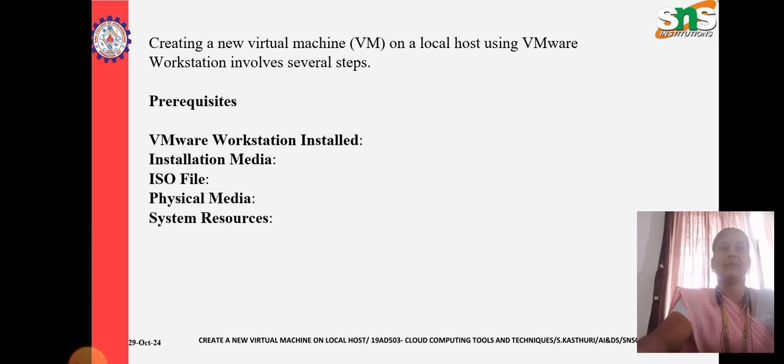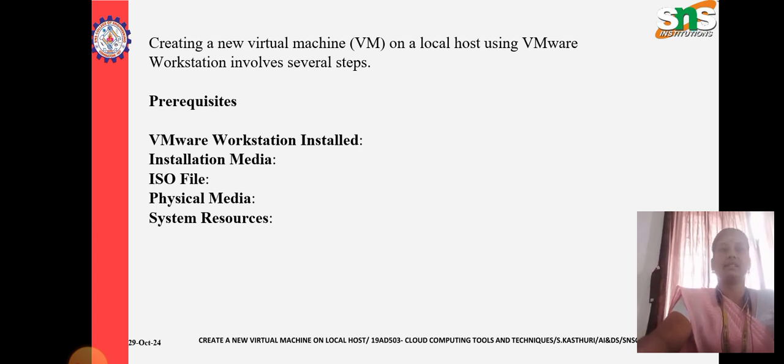Installation media. Obtain the installation media for the operating system we want to install on the VM. There we have an ISO file and also physical media. ISO file, a disk image of the OS, for example Windows, Linux. Physical media, a CD or DVD containing the OS installer. System resources. Ensure your host machine has sufficient CPU, RAM and disk space to support additional VMs.